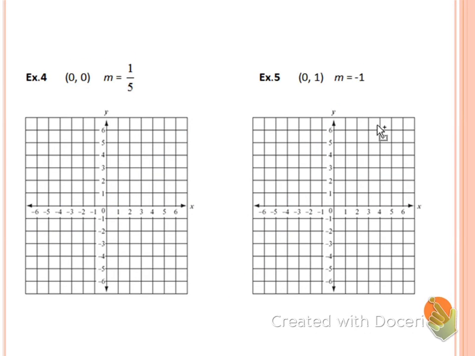On example 4, we are starting at 0, 0. I need a new volunteer to tell me where that point belongs. Jakeem? The origin. 0, 0 means we're not moving anywhere from the origin. We're staying there. And then we have the slope of 1 over 5. Who can tell me how to use that slope to get more points?